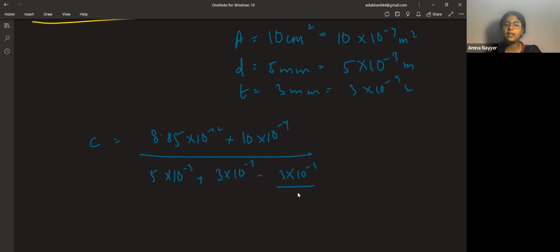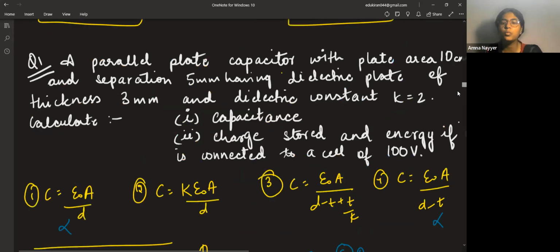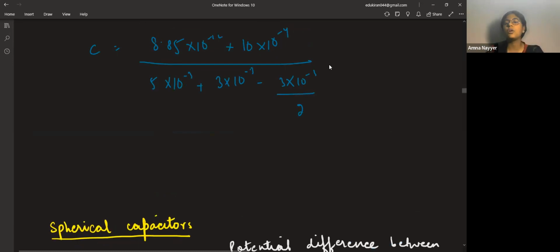by K. Dielectric is given how much? 2. This you have to solve, and I do not remember the answer of this. Just check whatever answer is coming, and I'm just telling you the method in the second part. Now voltage is already given to you.